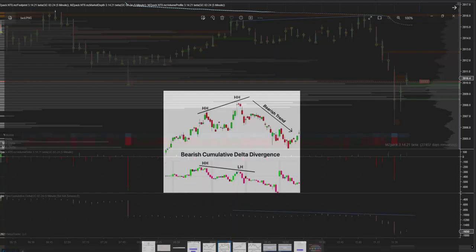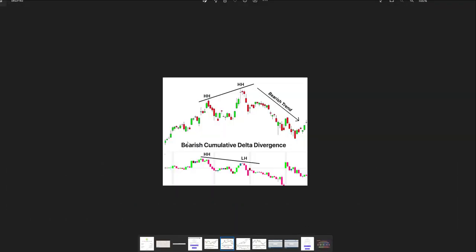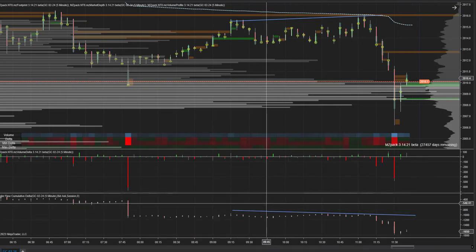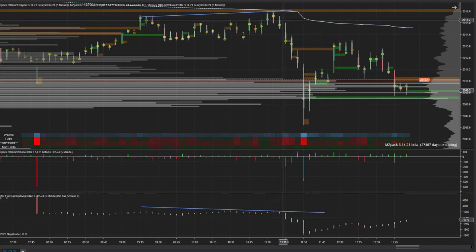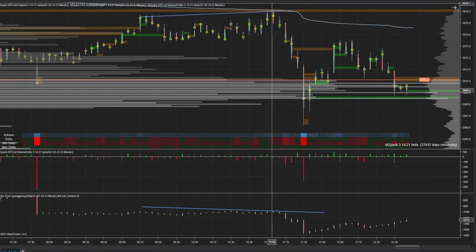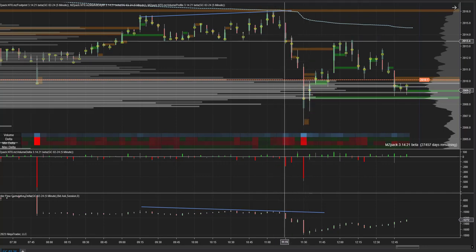What type of divergence is this? Let me show you that. This is a bearish cumulative delta divergence. The price is making a new high, but the indicator is making a lower high. You see that? The indicator is making a lower high. What happened? The market moved on aggressively. There you go. That's your move to the downside.